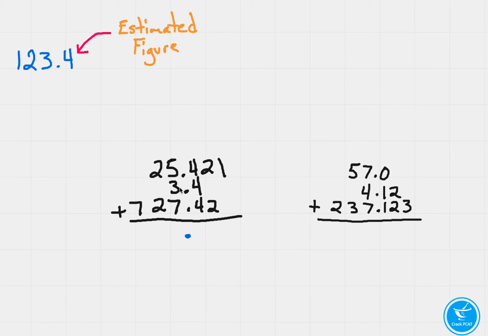So 7 and 5 is 12, 12 and 3 is 15. Carry the 1. 2 and 2 is 4, plus 1 is 5. And then you bring down the 7. Okay, that's normal arithmetic, normal mathematical operation.